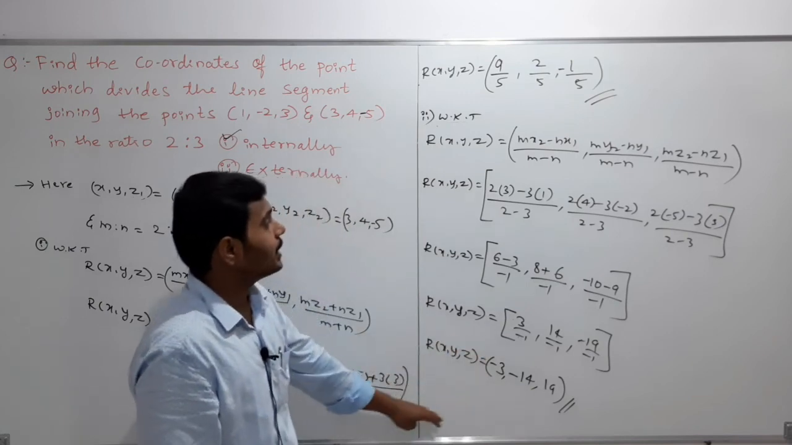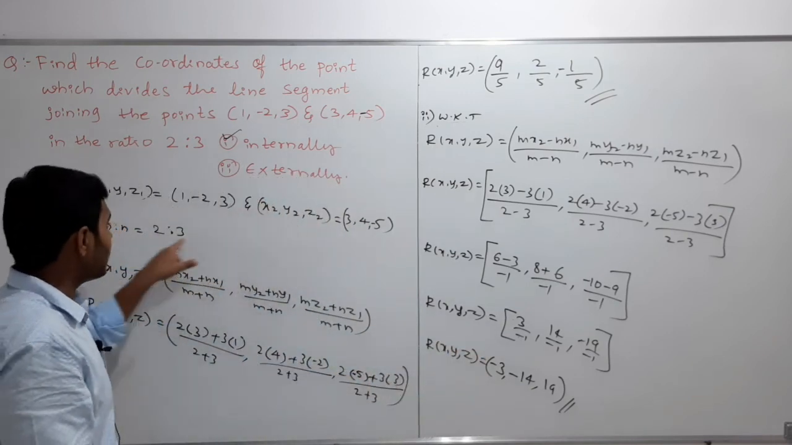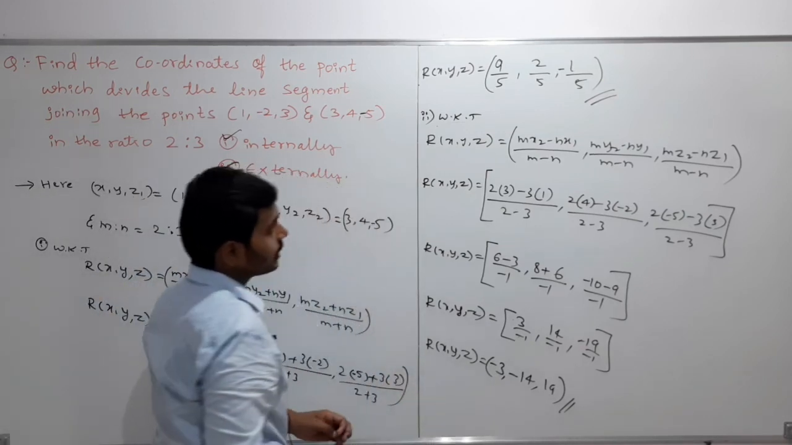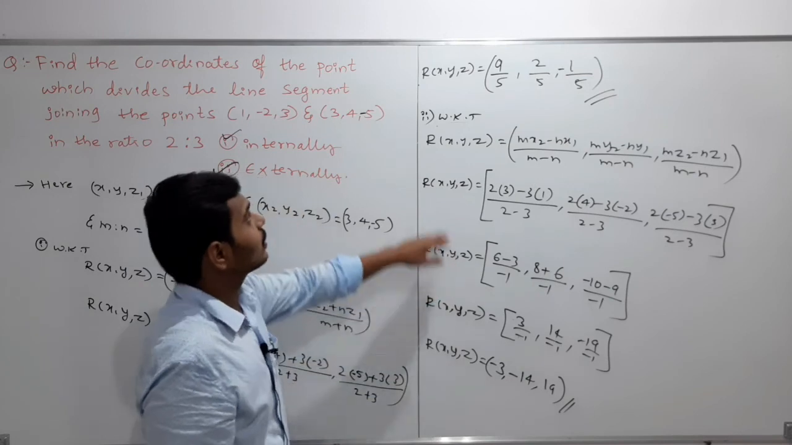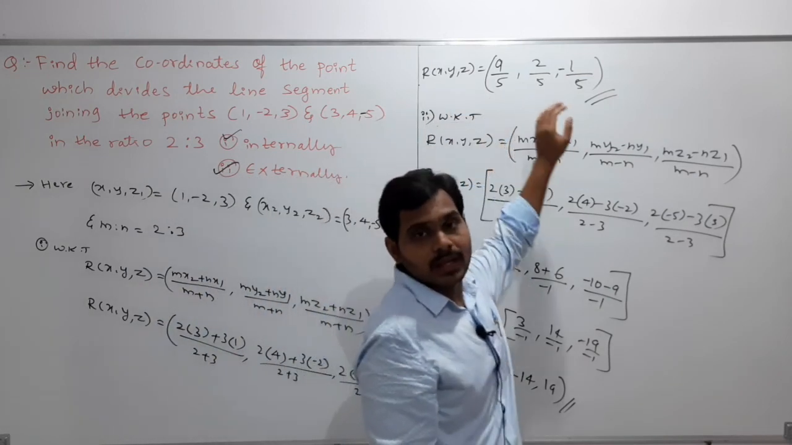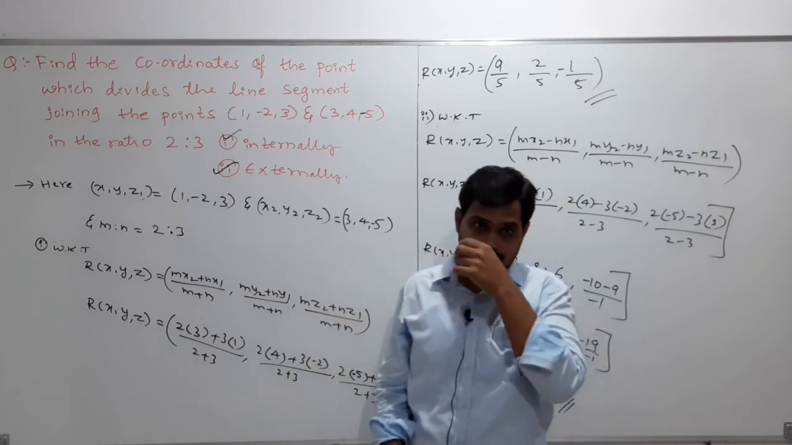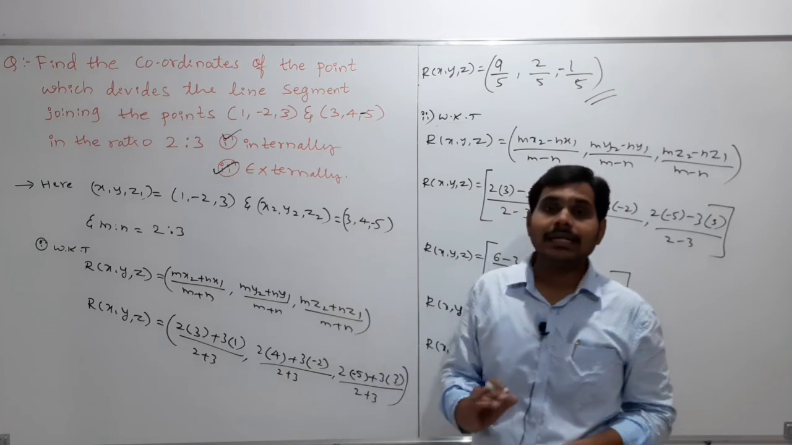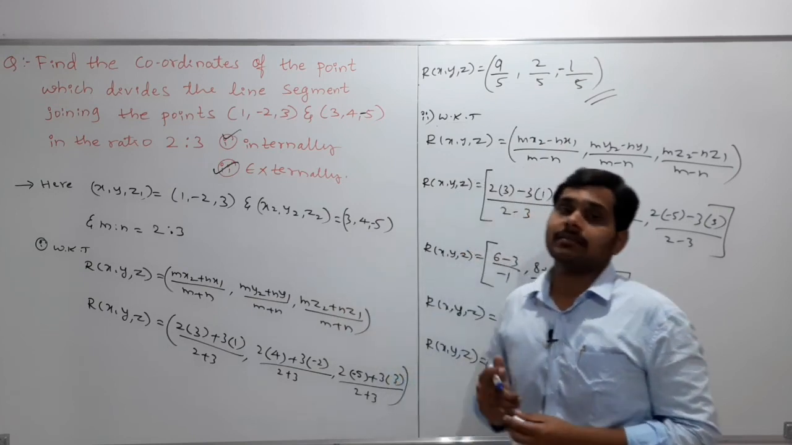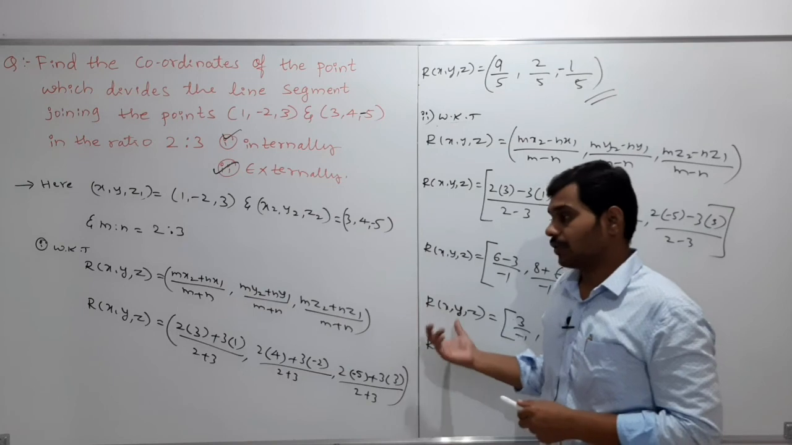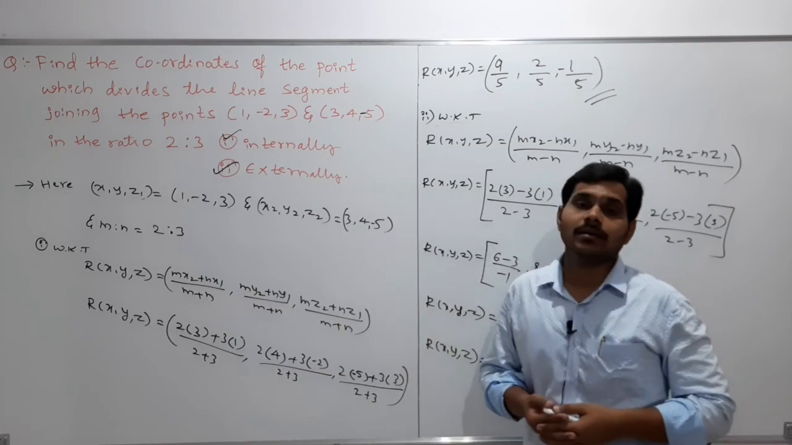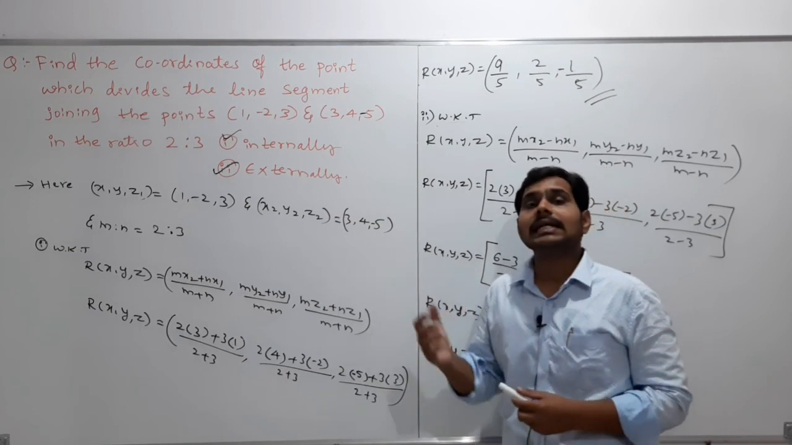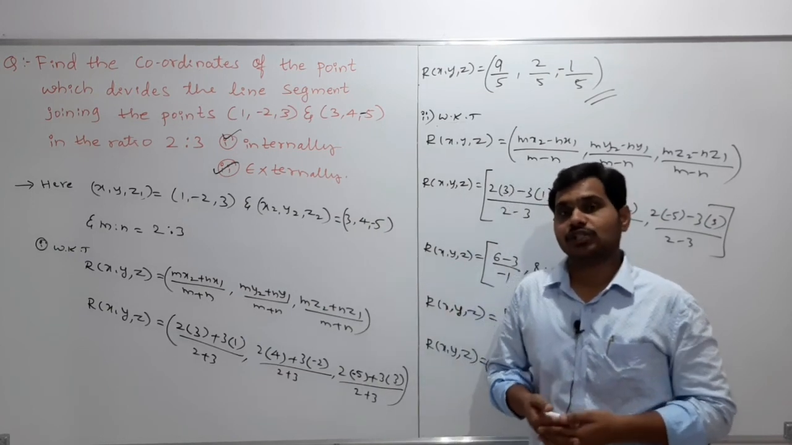So these are the coordinates if these 2 points are divided in the ratio 2 is to 3 externally, and for the internal division we have this one. Am I clear? So like this, these are the 2 marks questions. Try to understand how to calculate the section formula in 3-dimensional geometry. I hope you understood. Still, if you have any doubts, you can comment and I'll reply. So this is all about the concept of this 3-dimensional geometry. Clear? I hope you understood, my dear students.